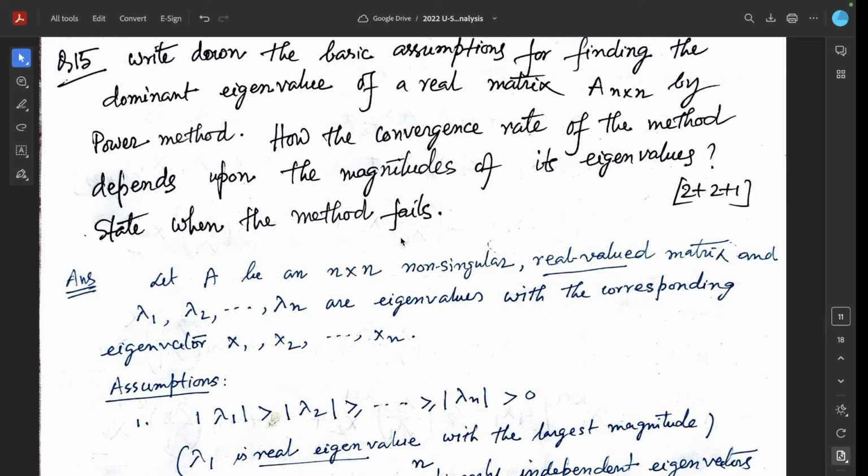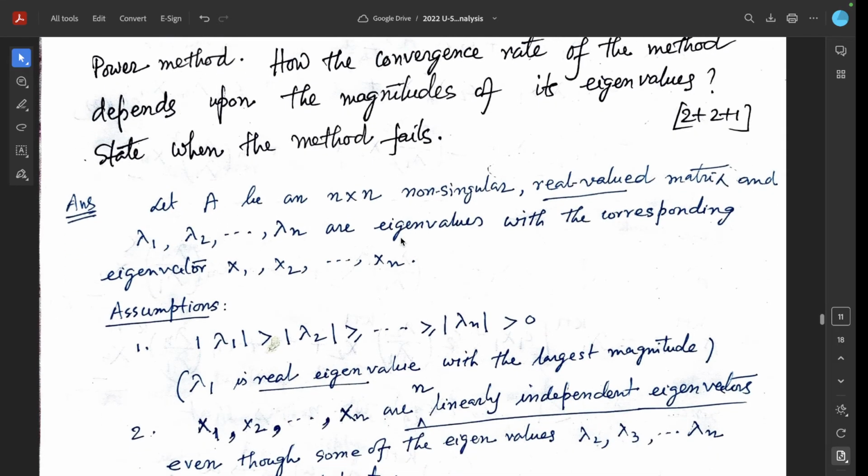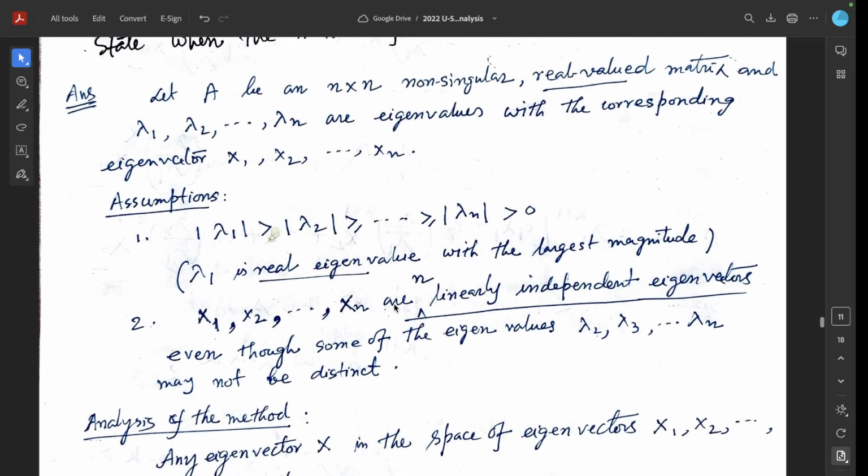Basic assumptions for power method. Let A be an n by n non-singular real valued matrix, and lambda 1, lambda 2, lambda n are eigenvalues with corresponding eigenvectors x1, x2, xn. Assumptions for power method is this. Modulus of lambda 1 greater than modulus of lambda 2. Note that this sign is greater than, not greater than or equal to. Greater than or equal to dot dot dot greater than or equal to modulus of lambda n greater than 0.